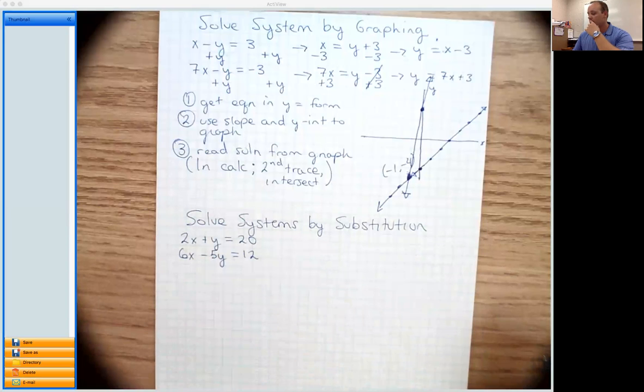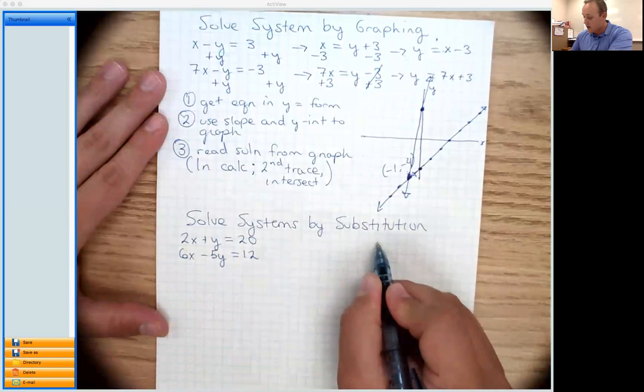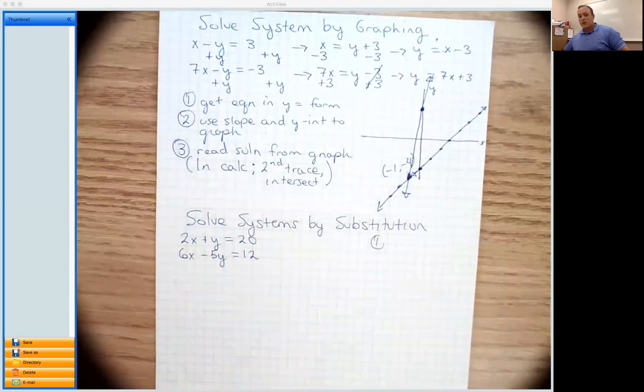Okay, what's the first thing you got to do in solving by substitution? Does it have to be y? No. It could be x, but in this specific system, which variable would you prefer to solve for, Porter? Yep. So the first thing I got to do, solve for one variable.